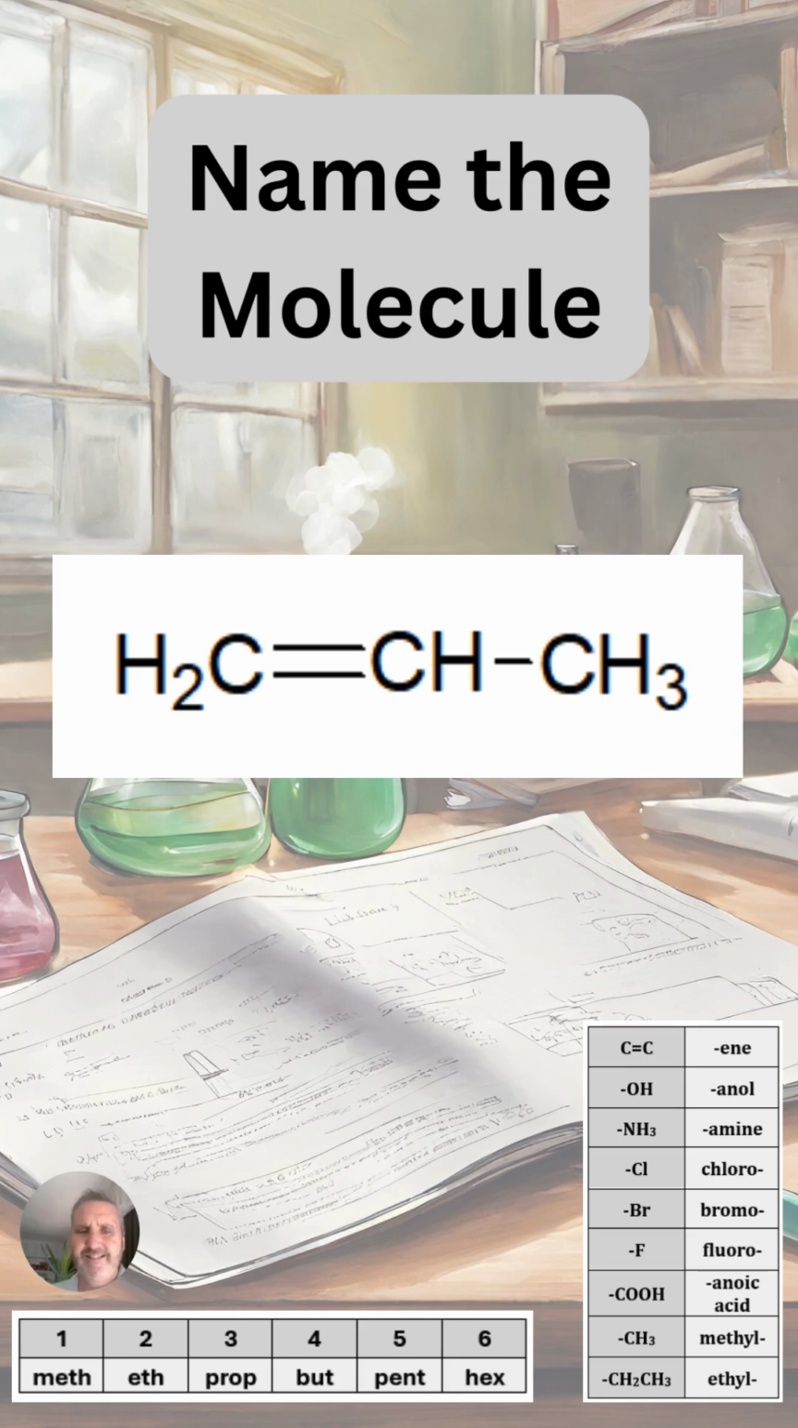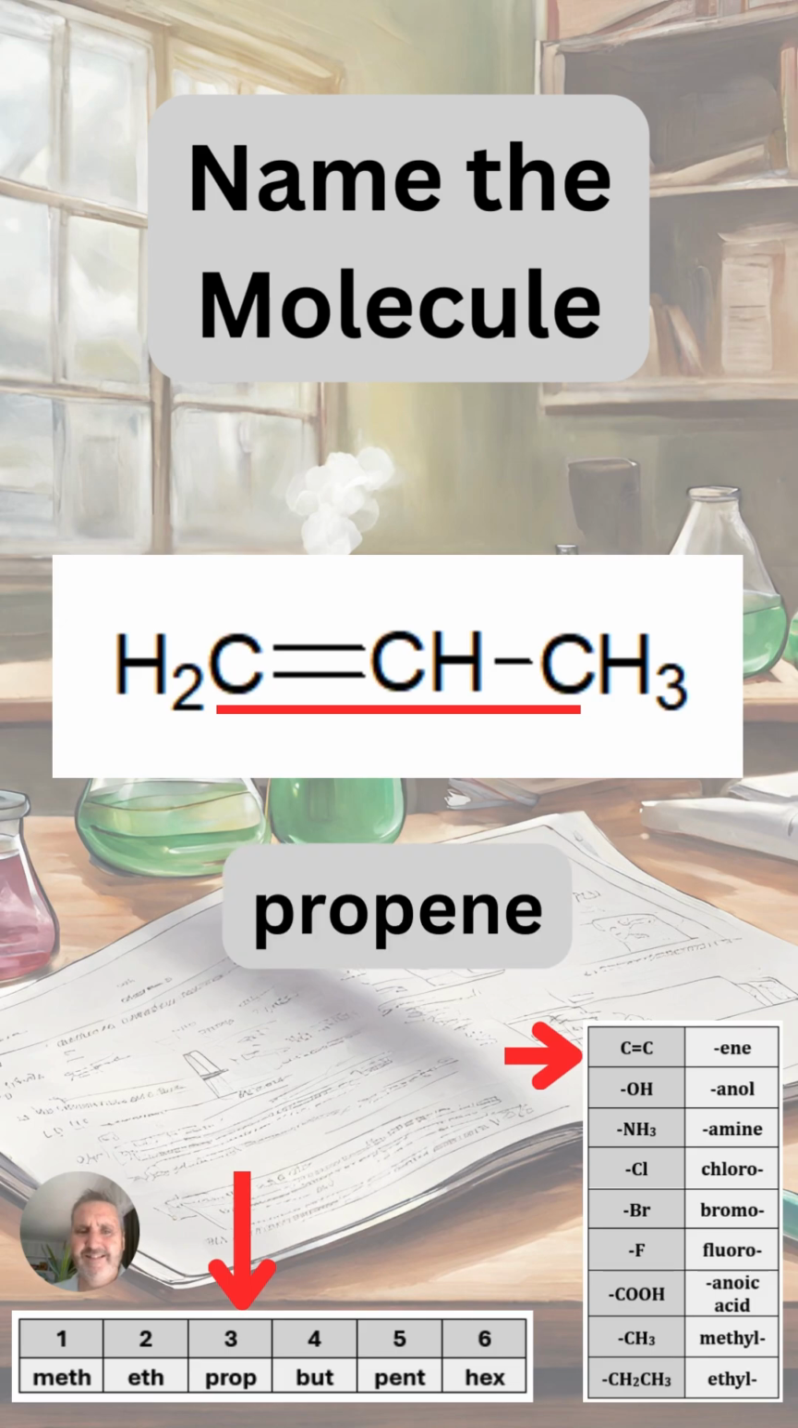Let's name this molecule. If we look at this molecule, we can see that there's something that pops out, and that is the double bond between the first and the second carbon. That makes this an alkene, so it's going to have the suffix "ene" on the end. And if we count the number of carbons, there are 3. So this molecule is called propene.